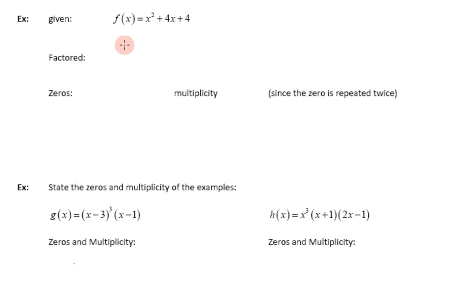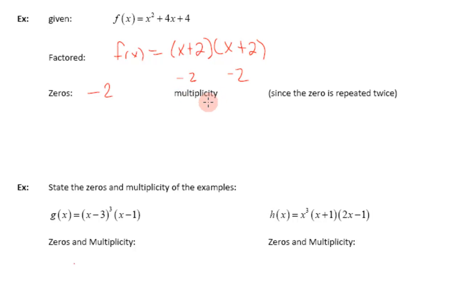Let's look at a couple more examples. Here we go. Factor this guy. What two numbers multiply to 4, but add up to 4? x plus 2 and x plus 2. Right. Alright, what are the zeros? Negative 2, negative 2. Okay, it's repeated this time, so we consider it to be one zero, but now we say we have something else.